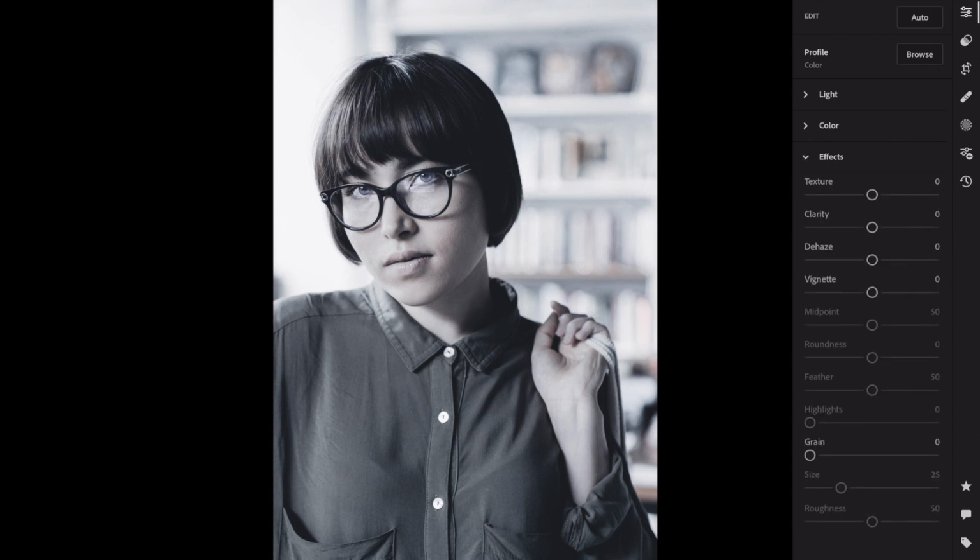Open the Effects section. Clarity, minus 25. Vignette, amount, minus 10. Midpoint, plus 30. Roundness, minus 40.